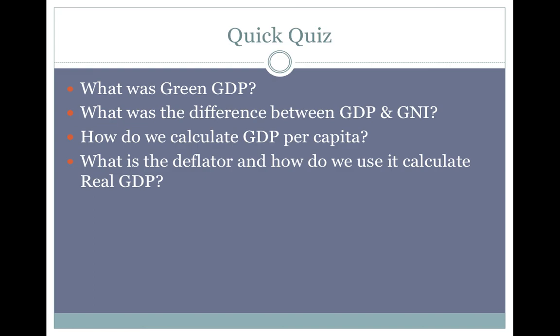All right, GDP per capita, that's an easy one. Just take GDP and divide it by the population. What is the deflator? Well, the deflator is CPI. We take GDP, we divide it by the CPI, or the deflator, and then we times it by 100, and we can calculate real GDP, or GDP adjusted for inflation.